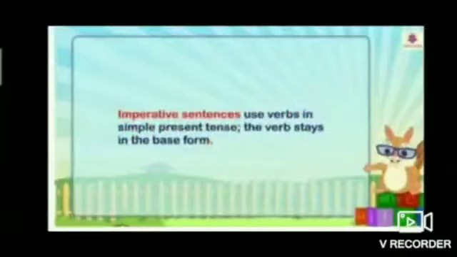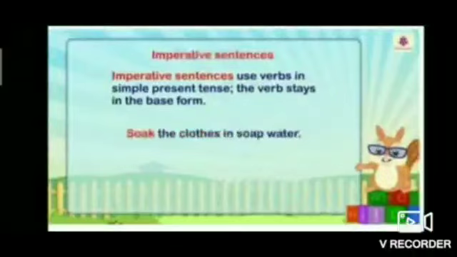Imperative sentences use verbs in simple present tense. The verb stays in the base form. Okay students? For example, soak the clothes in soap water. Okay?